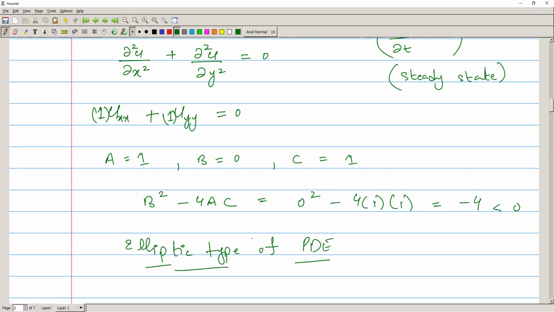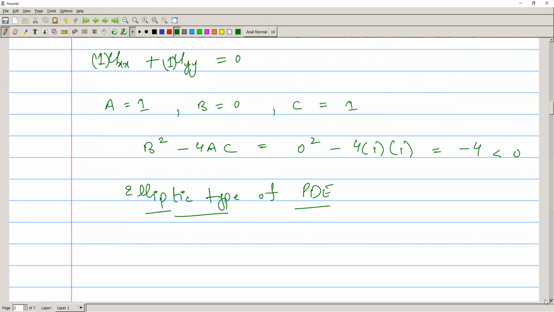Right, so this is an elliptic equation because the B squared minus 4AC, that is also called the discriminant, is less than 0, because in this case it's equal to -4. So this is an elliptic equation, right? So let's take some more examples.